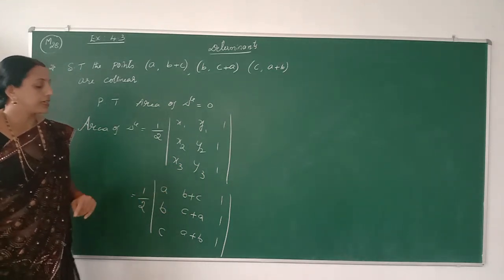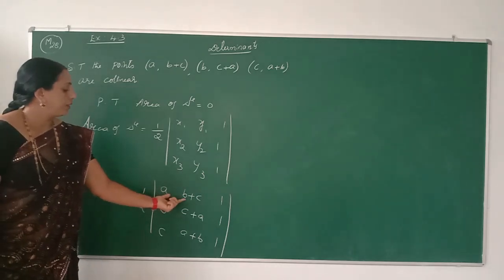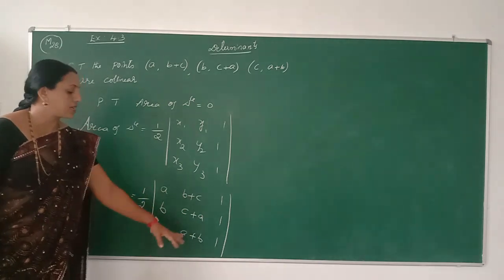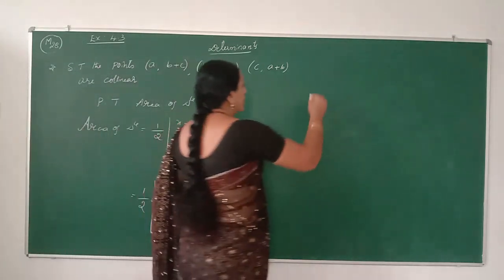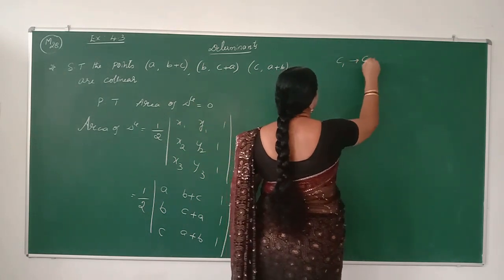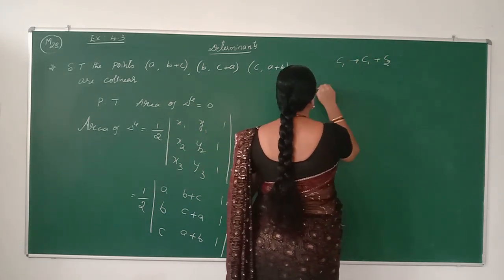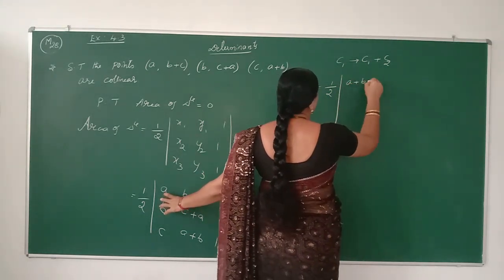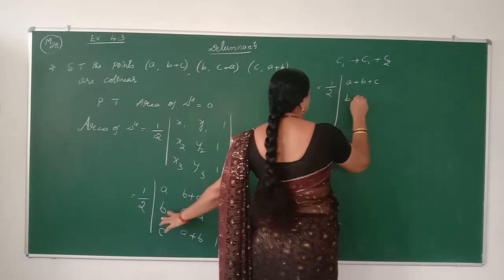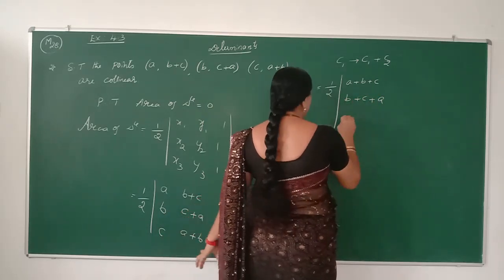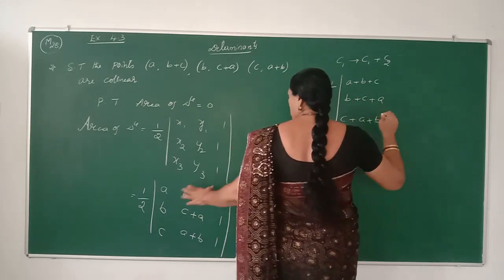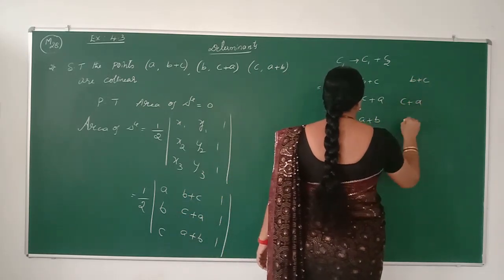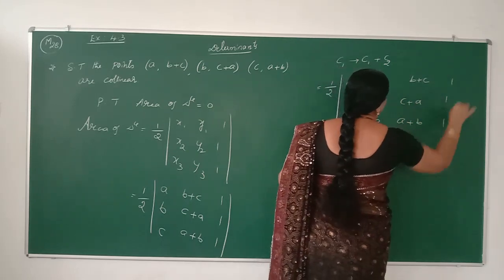Therefore, first we add elements. We observe the elements of the first and second columns: A, B plus C, B, C plus A, and C, A plus B. Therefore C1 can be changed to C1 plus C2. The elements of C1 then become A plus B plus C, again B plus C plus A, again C plus A plus B. The second and third columns do not change: B plus C, C plus A plus B, 1, 1, 1.